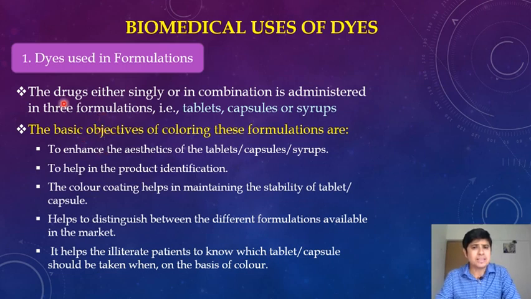Drugs, either singly or in combination, are administered in three formulations: tablets, capsules or syrups. Suppose we feel some sickness, then we go to the doctor. The doctor gives a drug, and that drug may be in the form of tablets, capsules or syrup. So these are the formulations of the concerned drug.